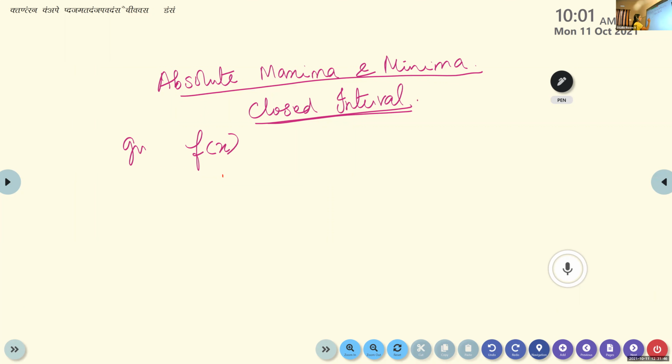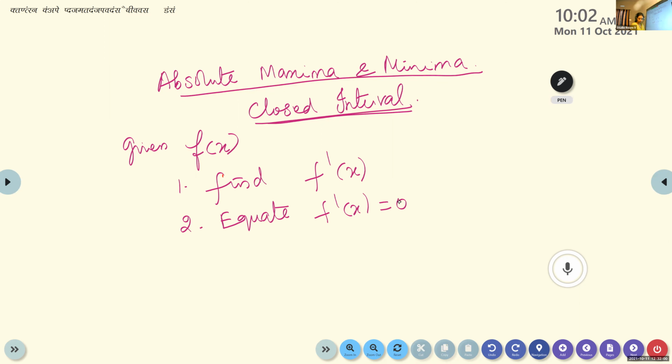We are given f of x. Find f dash of x. The method is the same. Second step, equate f dash of x to 0.